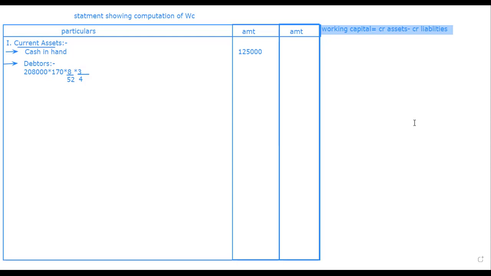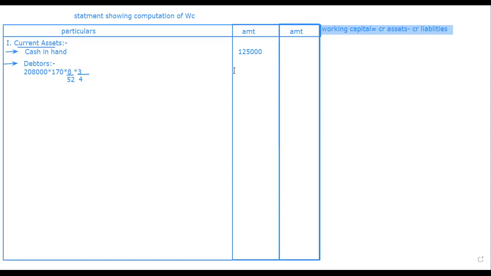So that one into 8 divided by 52, which is going to again come to 54 lakh something. Then again I'll multiply with 3 divided by 4. So that is going to be 40 lakhs 80,000 for me. So 40 lakhs 80,000 is the first answer I got.